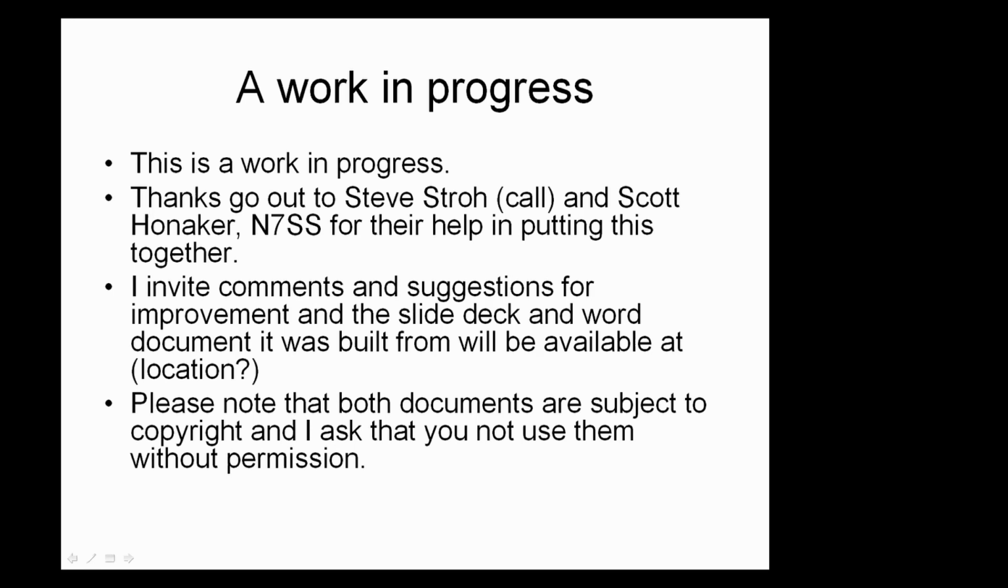All right, so I'll start by saying that this is very much a work in progress. What started out as an idea of just sharing some of the latest things I've seen with TNCs and some developments evolved after a conversation with both Scott and Steve. I apologize, I didn't have time to plug in Steve's call. I don't have it memorized.